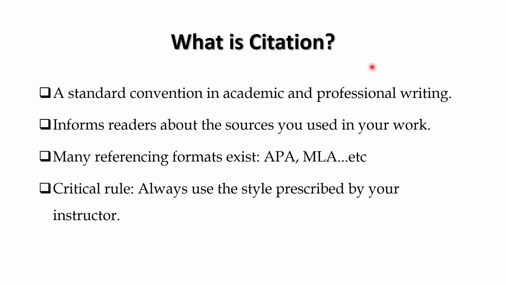So, what is citation? Citation is a standard convention in academic and professional writing. Think of it as a set of rules that everyone in the academic community agrees to follow. Writers follow citation rules to keep academic discourse honest and transparent. This is not just a classroom requirement. In the professional world, whether you publish research, write reports, or create any kind of content, citation remains essential.